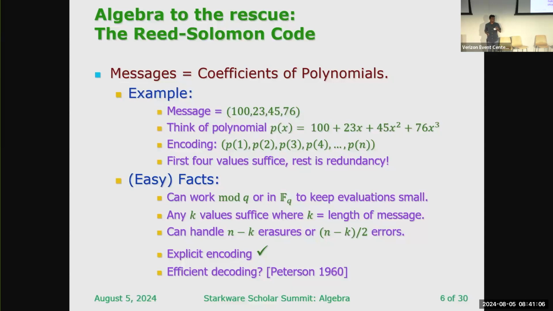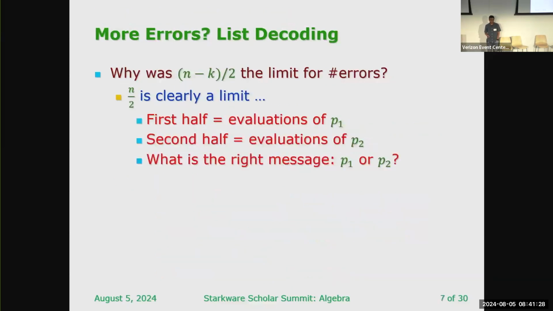And all of this not only can be done in principle, information theoretically, there is again an efficient algorithm to do it. What I will try to describe to you in this talk is actually how you can correct some of these errors, and that will be one of the first vignettes that we will pass through. But before I get there, a phrase that you've heard today is list decoding. So let me tell you a little bit about what list decoding is and where the origins of this term come from. So why was (n minus k) over 2 the limit for the number of errors?